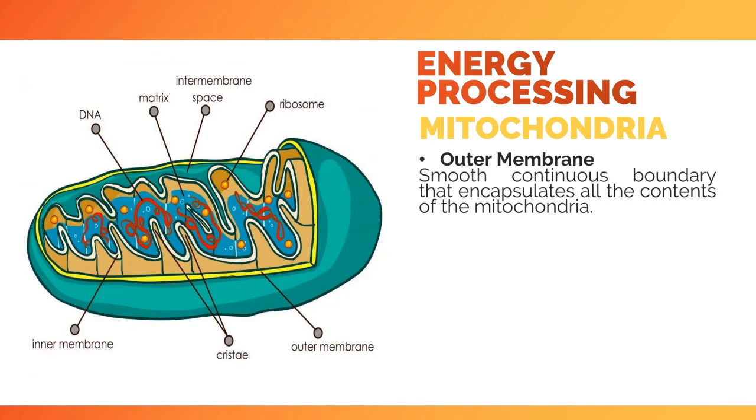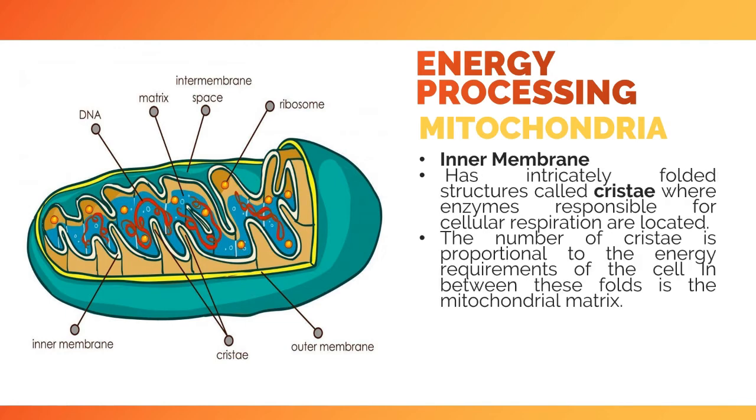The mitochondria is a membrane-bound organelle. It contains what we call outer membrane, which is the smooth, continuous boundary that encapsulates all the contents of the mitochondria. Next one is we have the inner membrane. So it has intricately folded structure called cristae, where the enzymes responsible for the cellular respiration are located. The number of cristae is proportional to the energy requirement of the cell. In between these folds is the mitochondrial matrix.